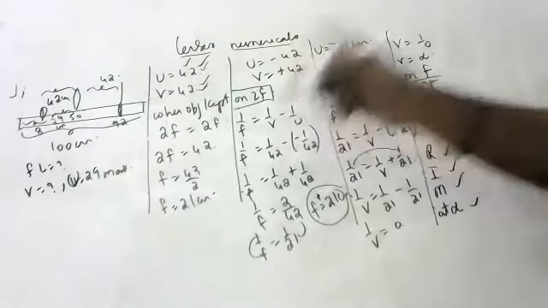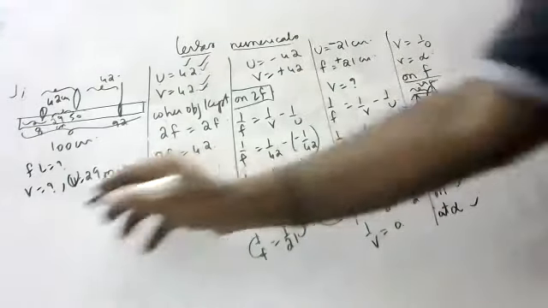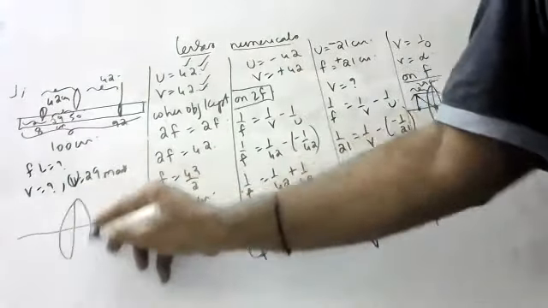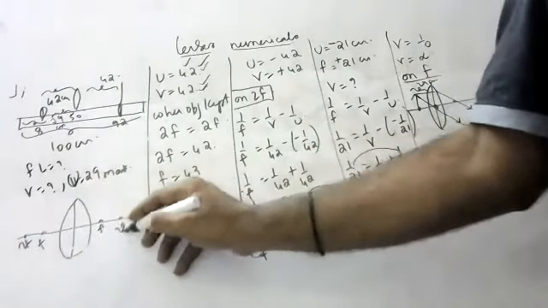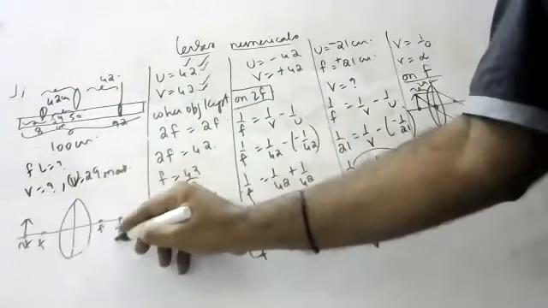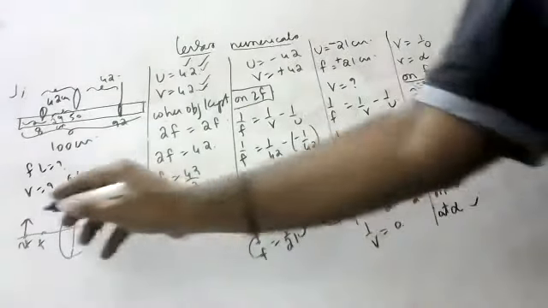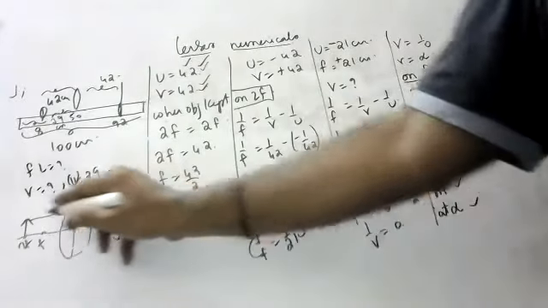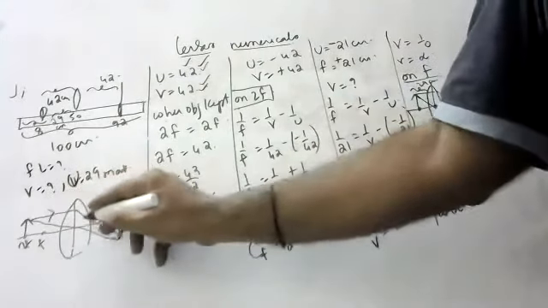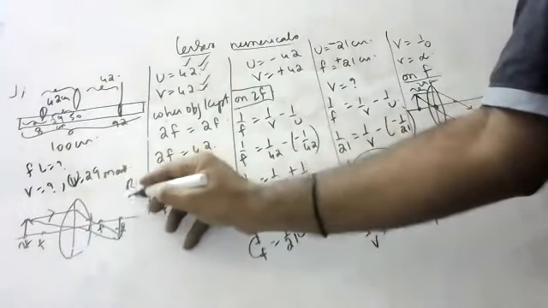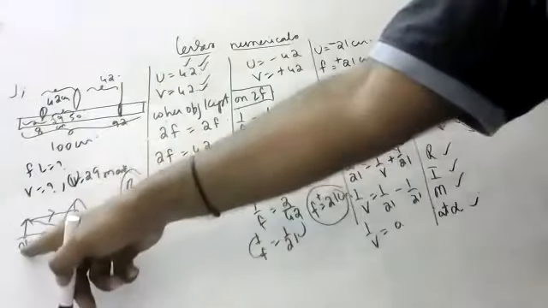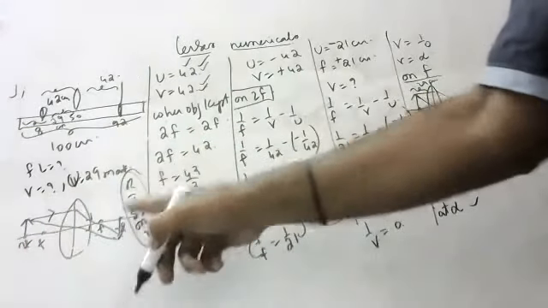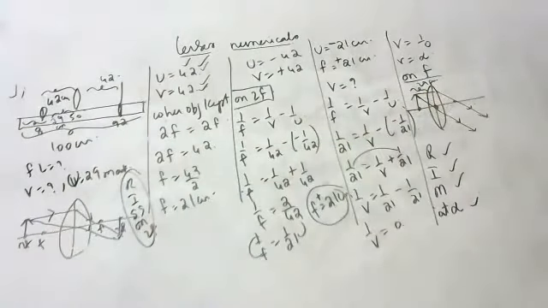When object is on 2f, what are the characters? Anyone? You practiced, no? When object is on 2f, image also comes on 2f. One ray parallel to principal axis goes through focus, the other through optic center does not deviate. What are the characters? Real, inverted, same size on 2f. When object is kept on 2f, image also comes on 2f.